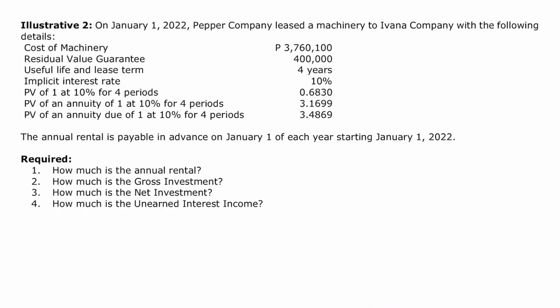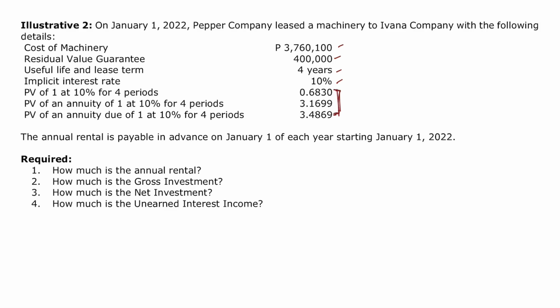Now, punta tayo dito sa illustrative problem number 2. So, here, in illustrative problem number 2, on January 1, 2022, Pepper Company leased a machinery to Ivana Company with the following details. Okay? So, cost of the machinery is 376,100. Residual value guarantee is 400,000. Useful life and lease term is 4 years. Then, implicit rate is 10%. Given also are the present value factors.